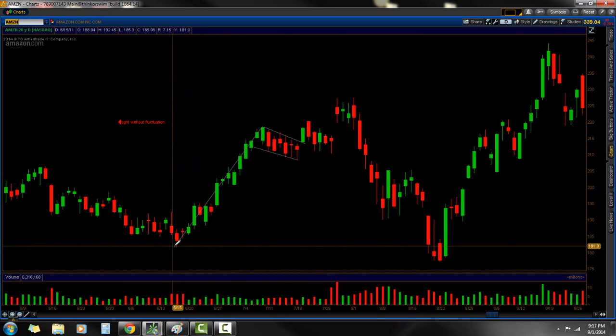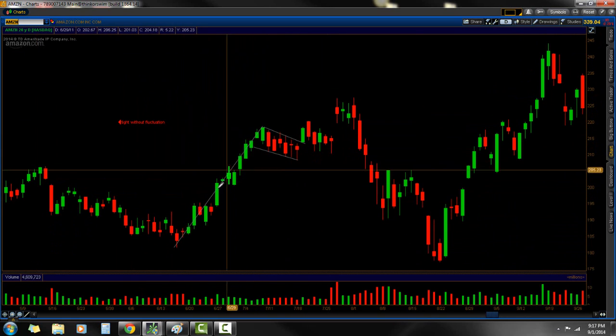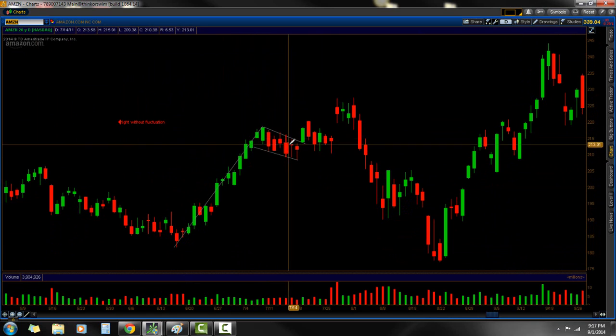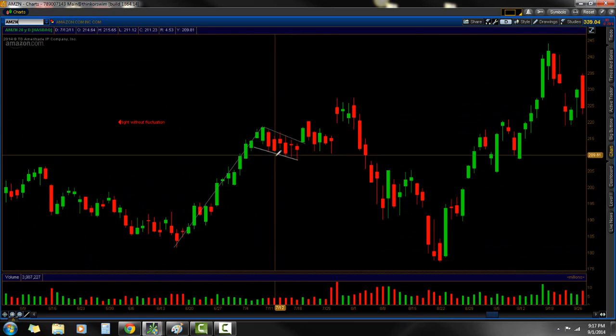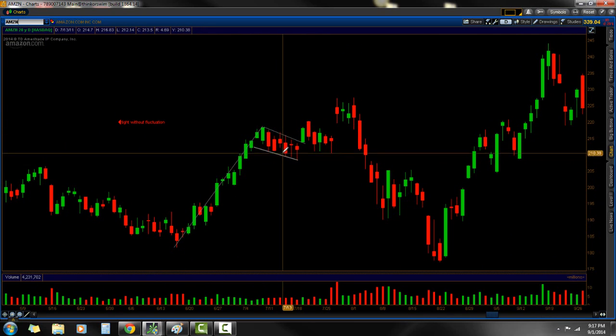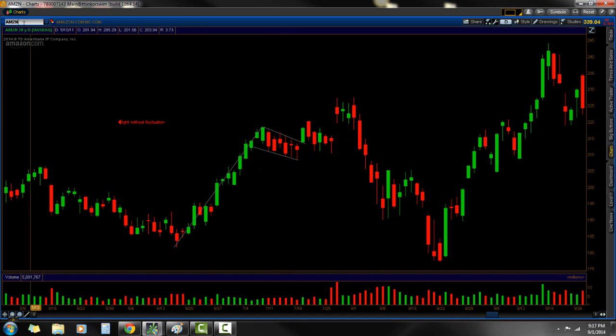Alright, here's another flag. Great pole. Price action sticks on it real well. And then you just have daily candles inside, which we want nothing to do with. So even though it's a tilt type fluctuation, you have no price fluctuation. It's just single candles, and we don't want that.